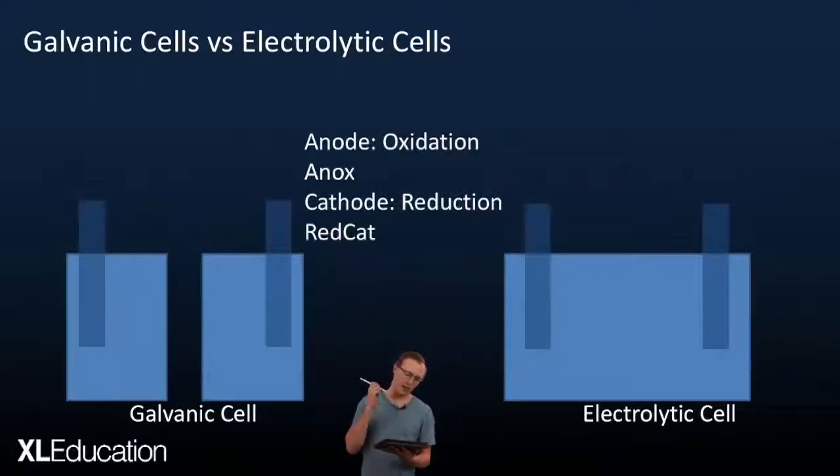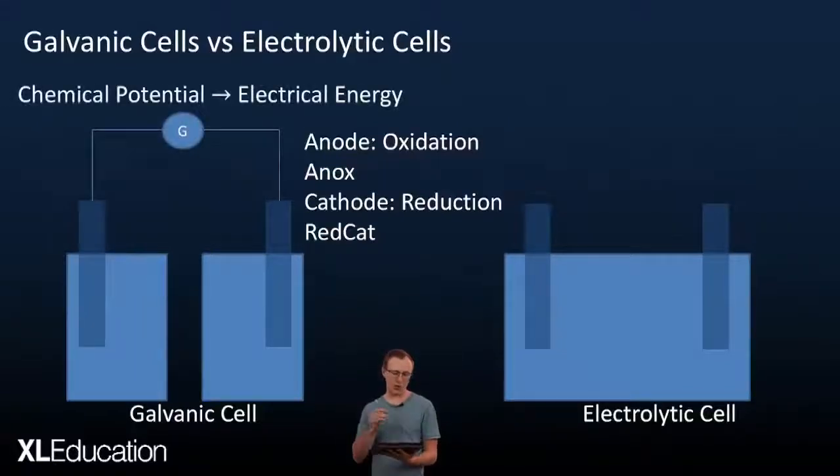The similarity is that both of them have electrodes, right? So the anode and the cathode are defined by what redox reaction occurs there. So an easy way to remember that oxidation happens at the anode is AN OX. And reduction always happens at the cathode, so that is RED CAT. Easy.